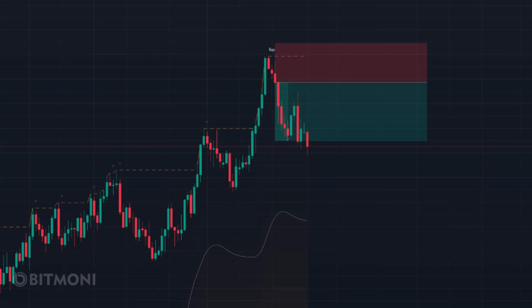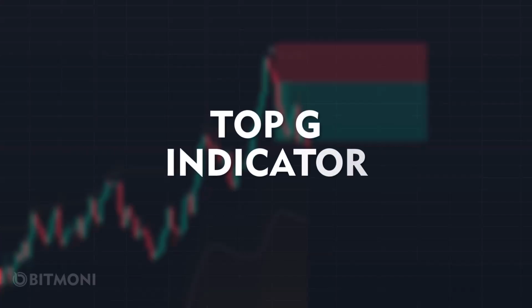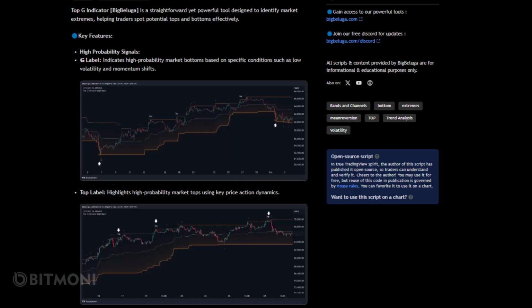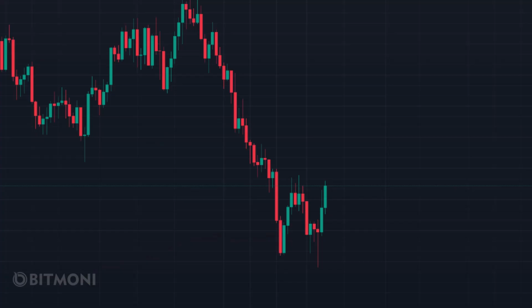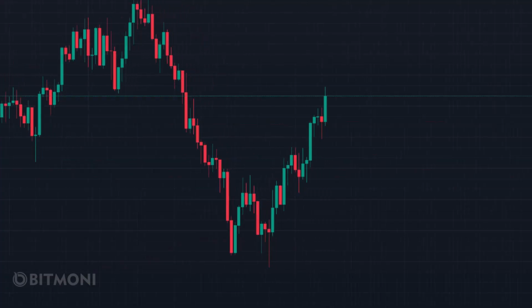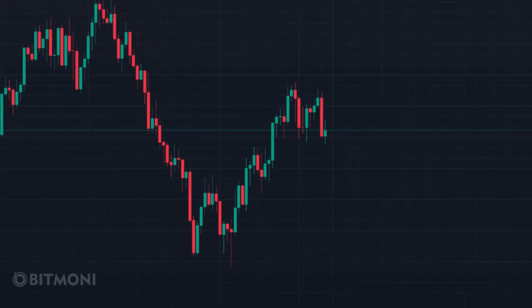Ladies and gentlemen, this is the Top G indicator by Big Beluga. It's a tool designed to identify market tops and bottoms, helping you to spot trend reversals with ease. Now, we're going to go over what this indicator is and how you can use it in your trading.